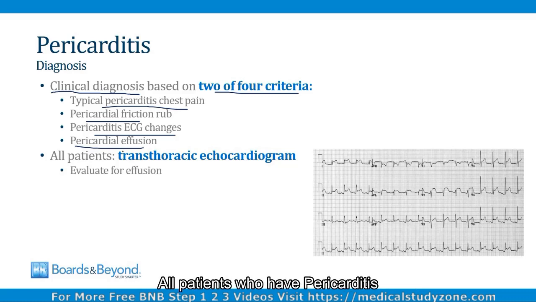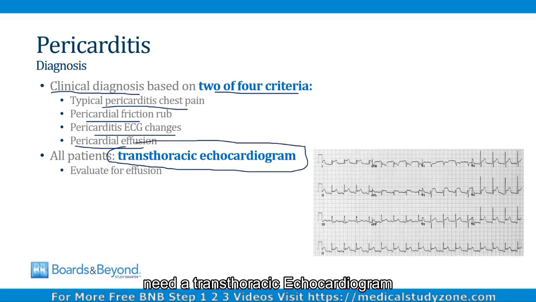All patients who have pericarditis need a transthoracic echocardiogram. That's because, like I told you before, about 50% have an effusion, and sometimes those effusions can get very large and cause tamponade, which we'll talk about later.